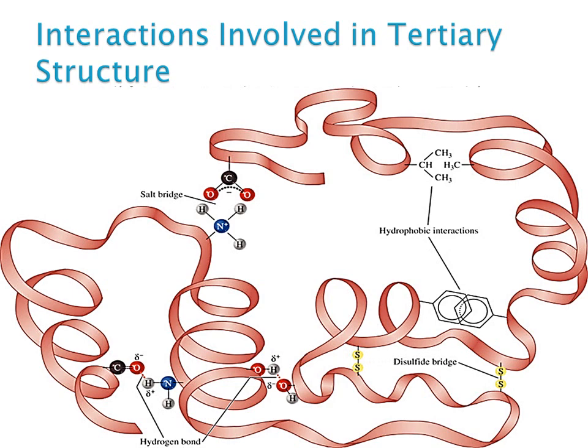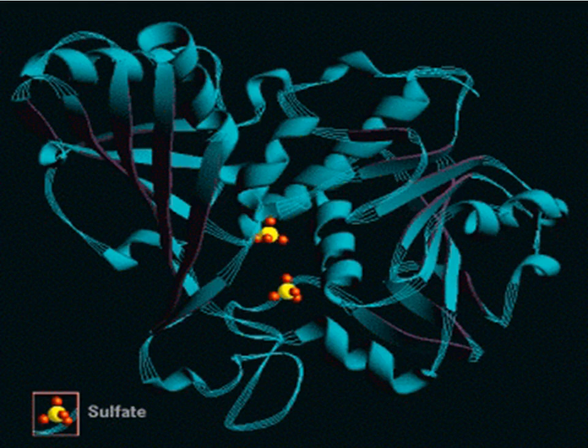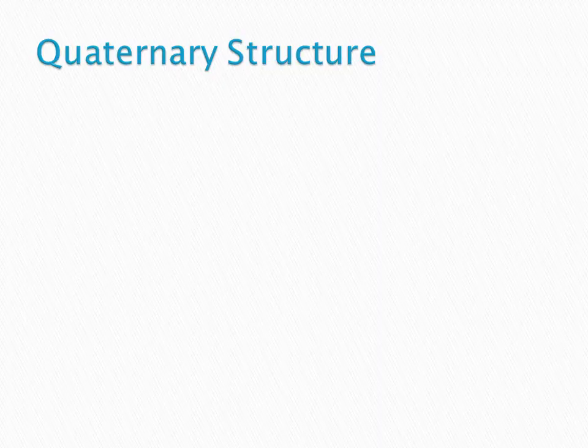Hydrophobic interaction, salt bridge, hydrophilic interaction, and disulfide linkage. All these bonds are involved in stabilization of tertiary structure. Here are examples of tertiary structure of protein, in which there are beta pleated sheets and alpha helices that are further folded to form tertiary structure.